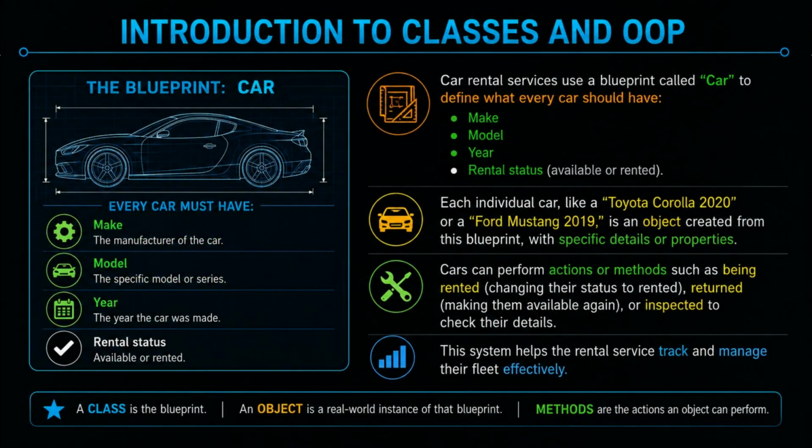Here's the same blueprint idea with cars. A rental service uses a car blueprint defining make, model, year, and rental status. Each individual car, like a Toyota Corolla 2020, is an object built from that blueprint. Cars can be rented, returned, or inspected, methods that let the rental service track and manage its entire fleet effectively.